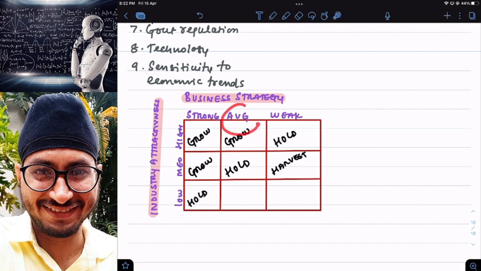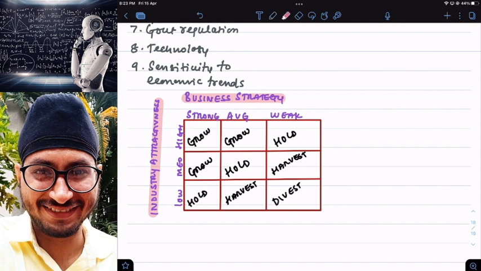Here my business strategy is average. Industry attractiveness is low. What should I do? Harvest. My business strategy is also very weak. My industry attractiveness is also very low. Then what do I do? Divest. Clear? Grow, grow, grow. Hold, hold, hold. Harvest, harvest, divest.